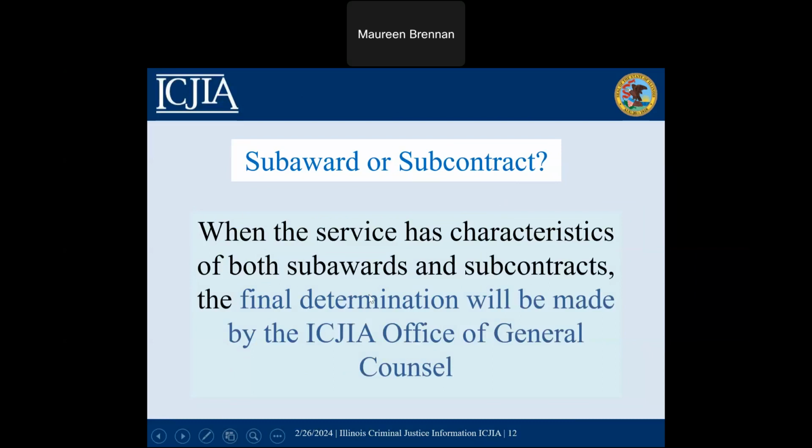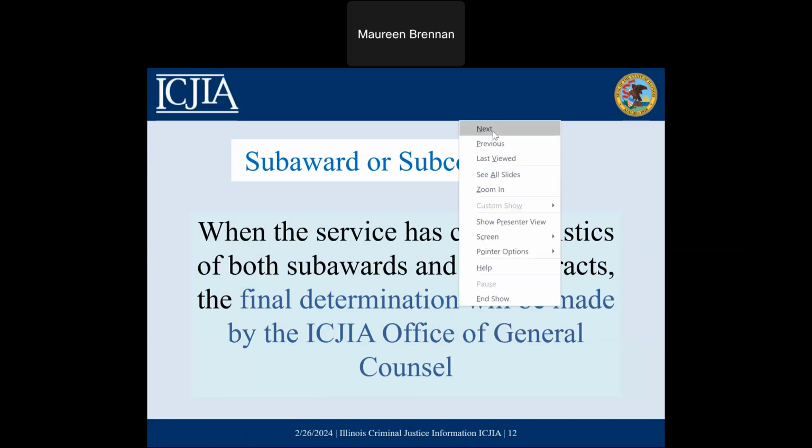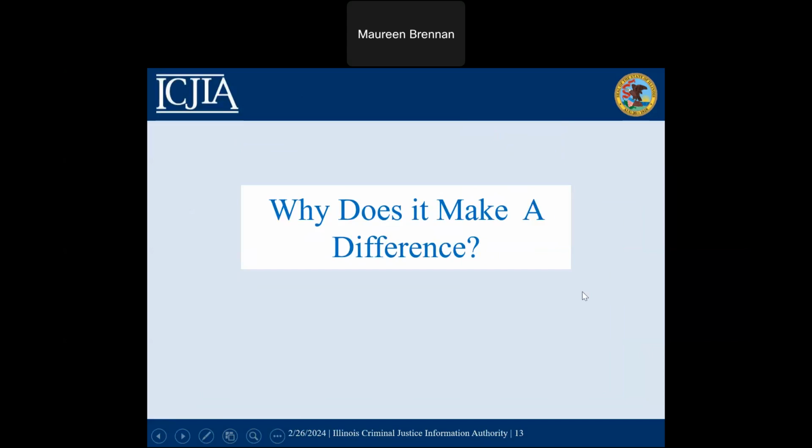When the service has characteristics of both subaward and subcontract, and there have been a couple of times when we've run across a service like that, the final determination of whether we treat that service as a subaward or subcontract is always made by our legal office, by the Office of General Counsel. The way they make that determination is that they look at the characteristics of that service, and the preponderance of characteristics will determine whether it's treated as a subaward or subcontract. You may be wondering why this makes a difference.